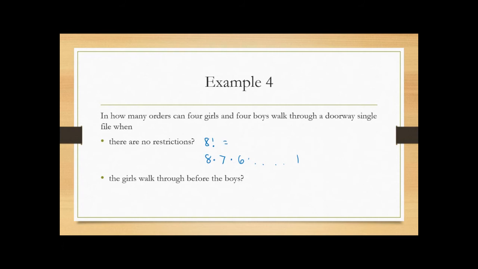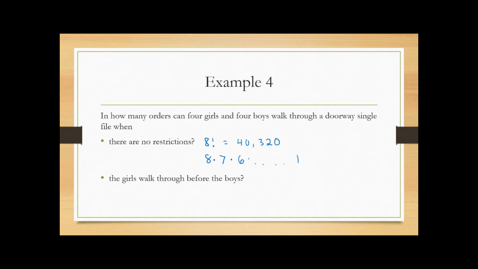So when you use your calculator to get 8 factorial, that comes out 40,320. So if there's no restrictions on the order of these 8 kids, there are over 40,000 possible ways that you can put them in order.